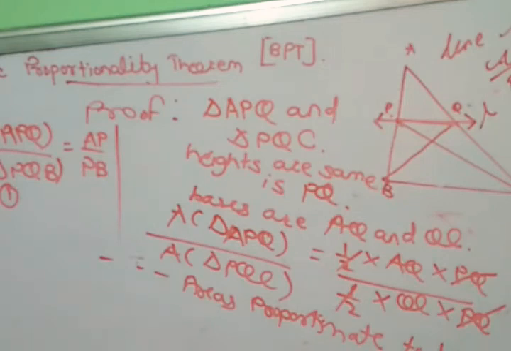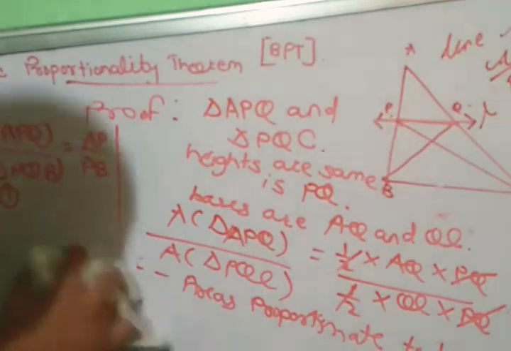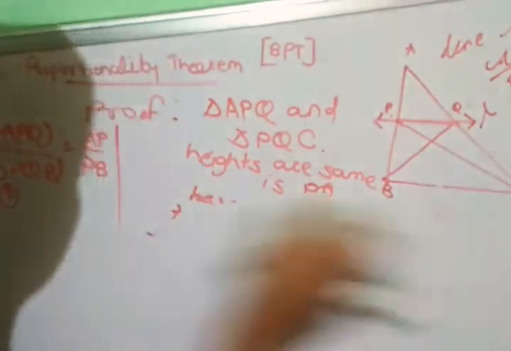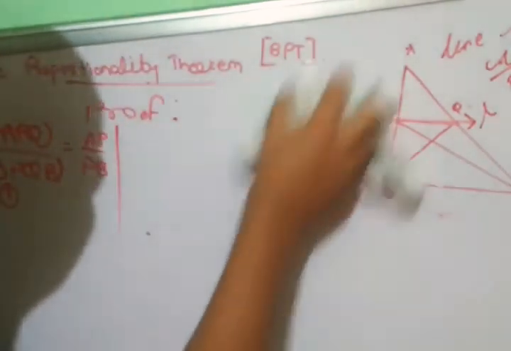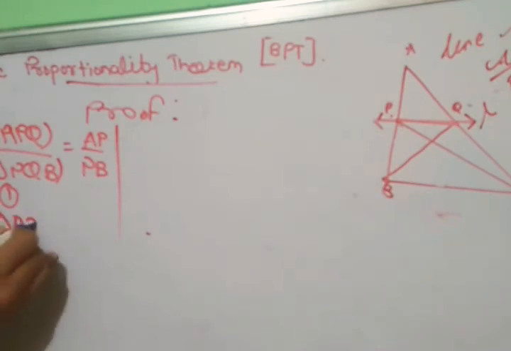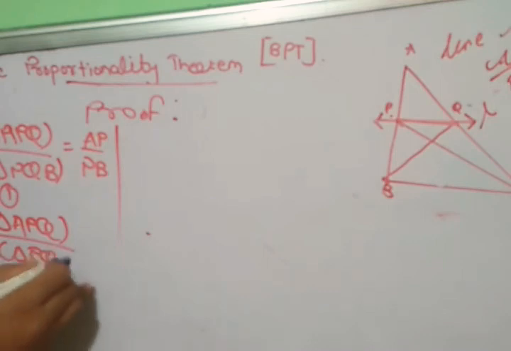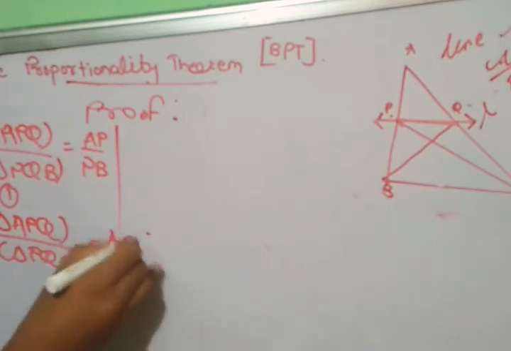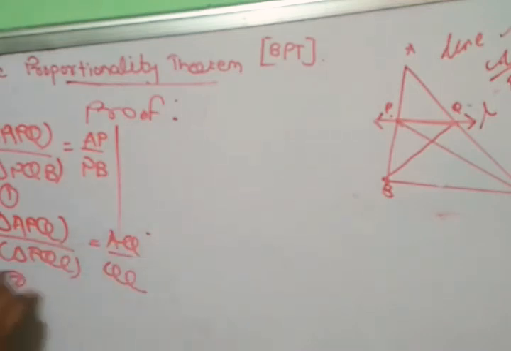We give this step the number 2 and write on the side: area of a triangle APQ by area of a triangle PQC is equal to AQ by QC. This is the number 2.